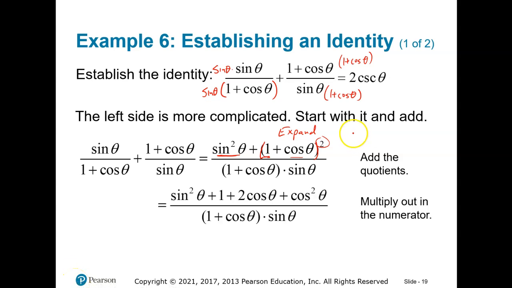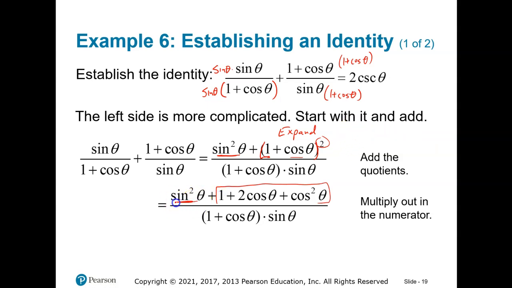1 plus cosine times itself will give me a 1. Again, you have to FOIL it out. So 1 times 1 is 1. Outside is cosine. Inside is also cosine. So that's 2 cosine. And then last is cosine squared. So that's where all this is coming from. It's just that 1 plus cosine in the parentheses all squared.